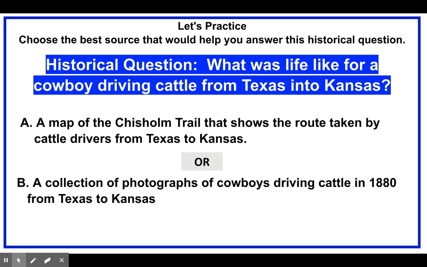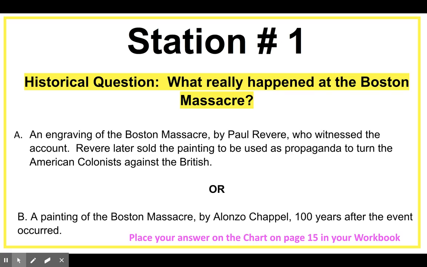All right. So we're going to start, again, we're on page 15 in your workbook. I'm going to give you two sources, A and B. I want you to write what source A is on the top of the chart there, it says list the two sources. So your next one, source A, is going to be an engraving, and source B is going to be a painting. All right, so that's what we are going to do. So let's practice, okay?